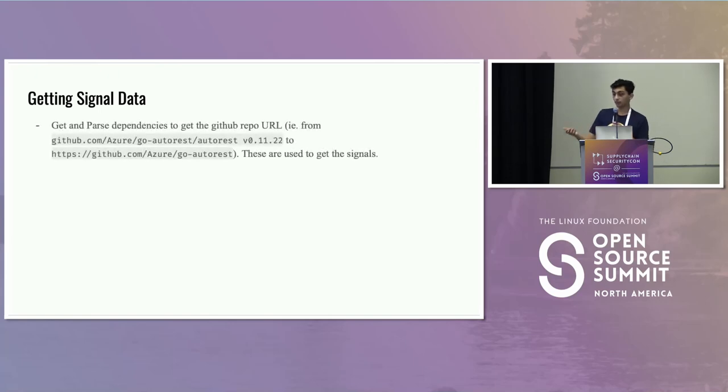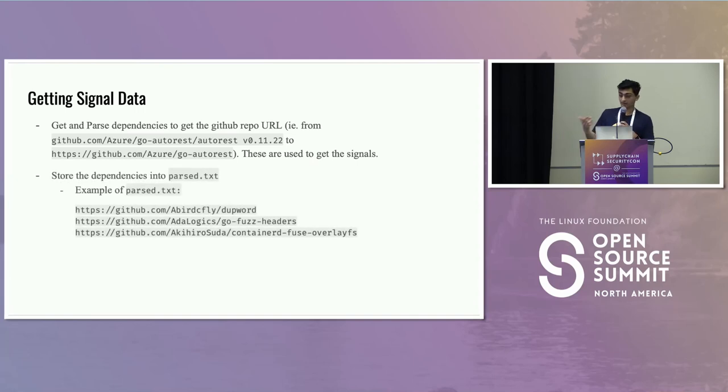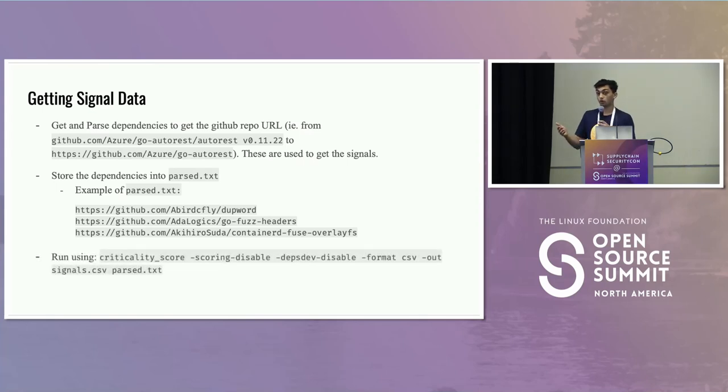So, first we can get all the dependencies, and then parse them as GitHub repo URLs. So basically anything after a repo name, like file names, folder names, version numbers, can go for a toss. In this demo, I'm going to be storing all of these in a file called parse.txt. We can then run criticality score on parse.txt to get our signal data.